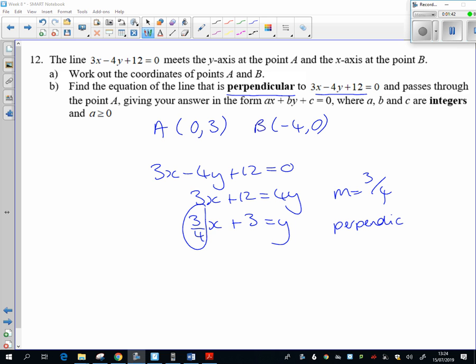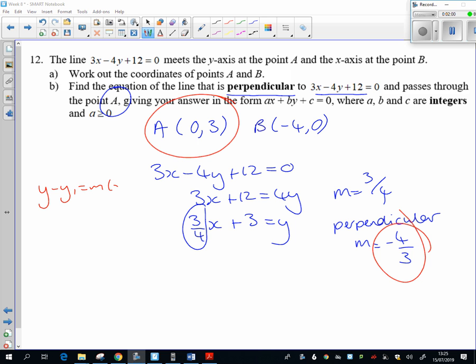So the perpendicular gradient is the negative reciprocal of 3/4, and it goes through the point A. So I'm using that coordinate and that gradient. So I'm going to use y minus y1 is m times x minus x1. So y minus that y coordinate is that gradient times x minus, well, I'll put minus 0, but I can just not bother with that.